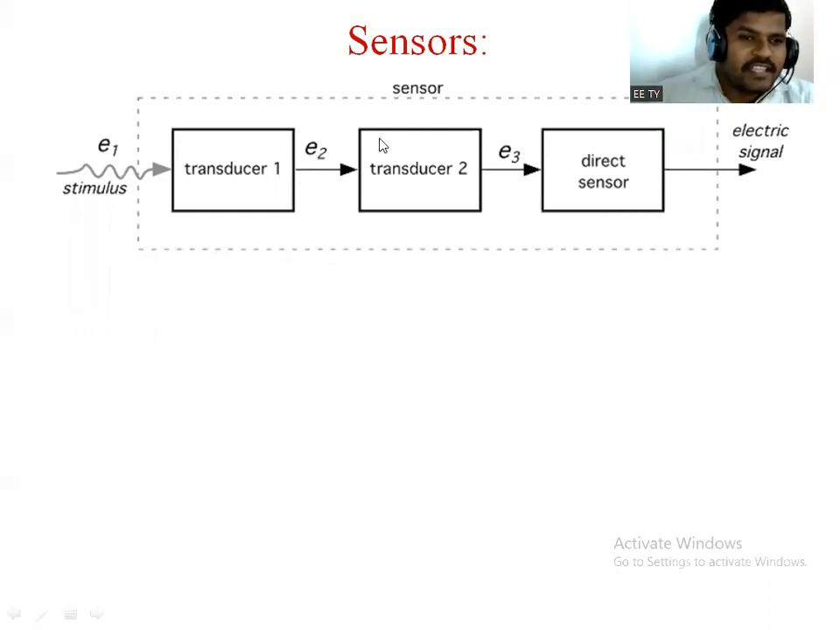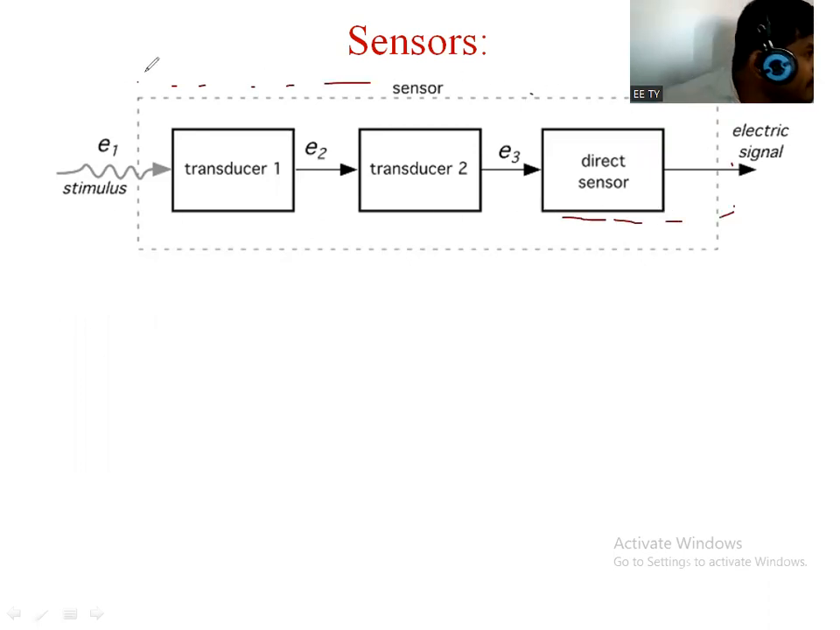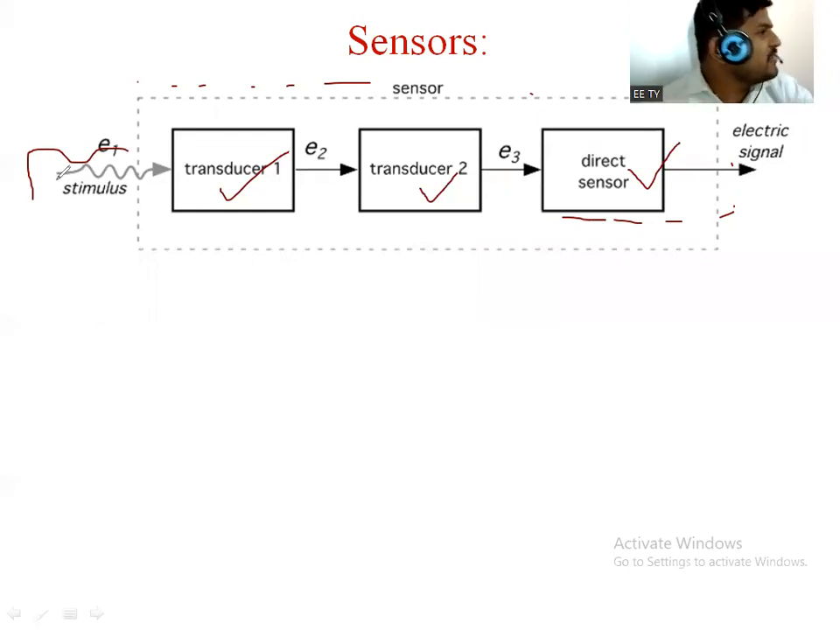See, this is one complex type of sensor. Overall, it is one type of sensor, or one sensor. It will include transducer 1, transducer 2, and here it is the direct sensor. See, here it is the stimulus. What is a stimulus? Any kind of non-electric property, right? It will be sensed by the sensor. The non-electric property will be sensed by the sensor. And here this is the output. The output is in the form of an electrical signal.